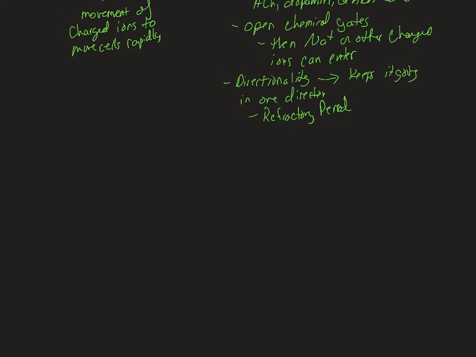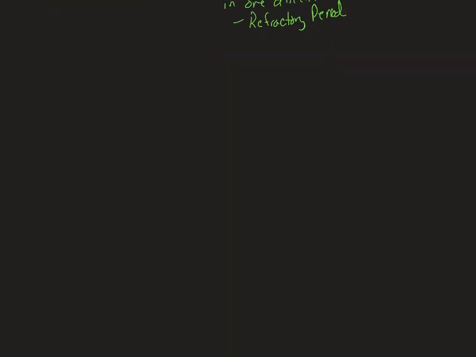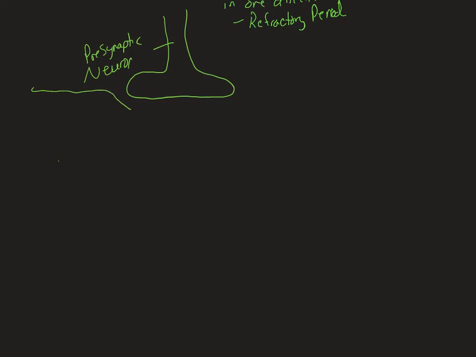Let's go over that chemical synapse again, because I think this is a good activity for you to practice. So this would be your presynaptic neuron. And then I'm going to draw a postsynaptic neuron. This could also be a sarcolemma if you wanted it to be.